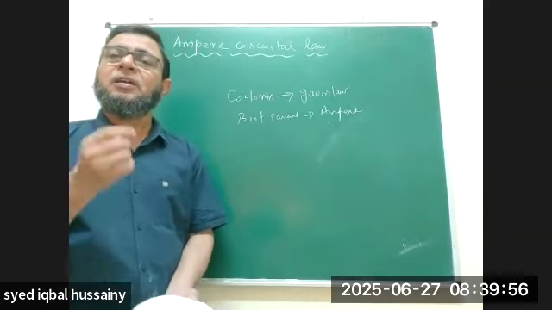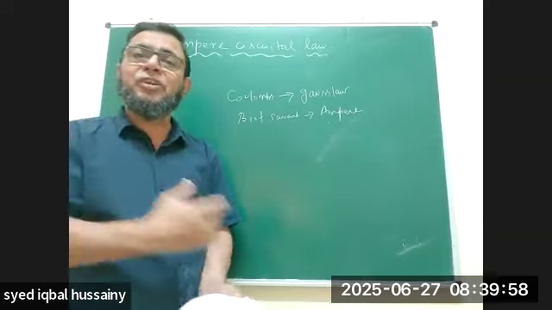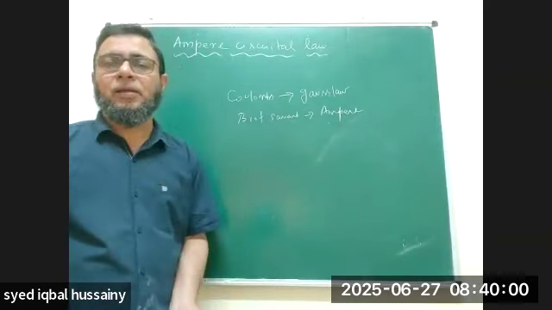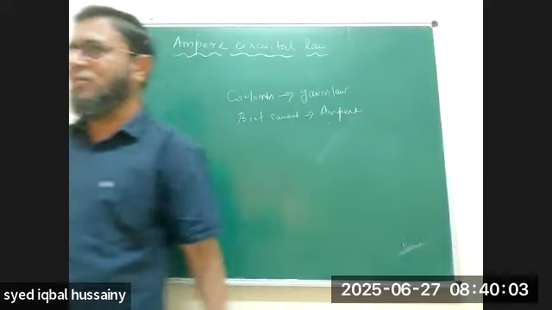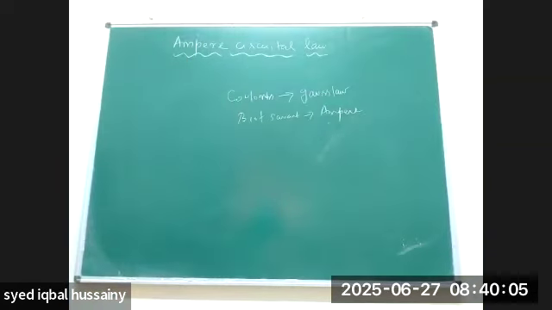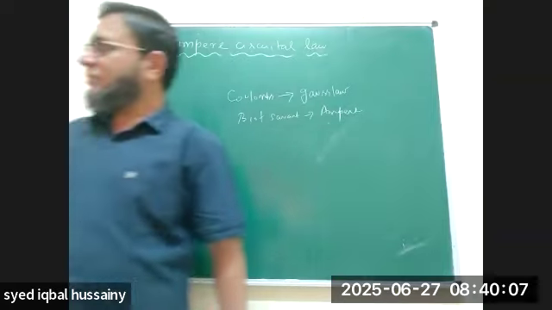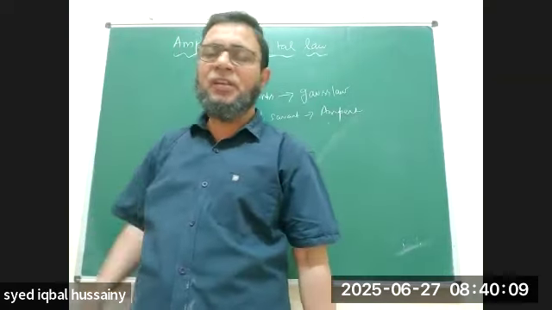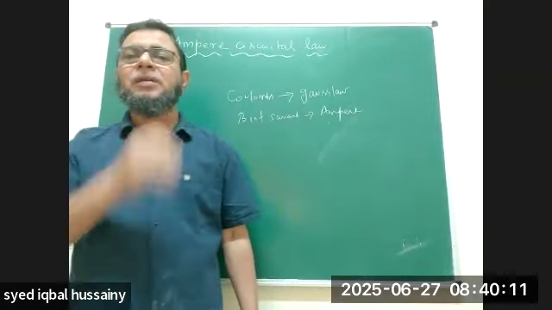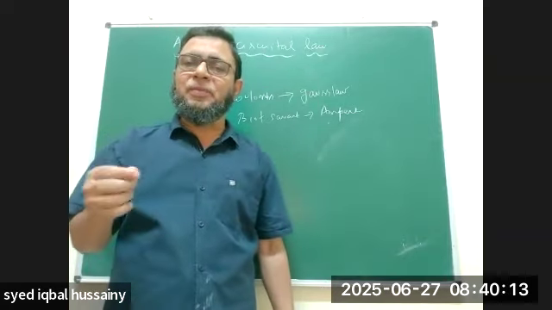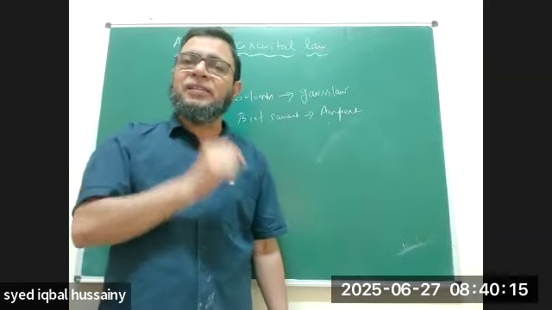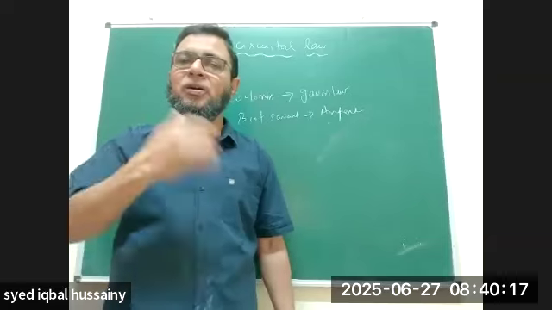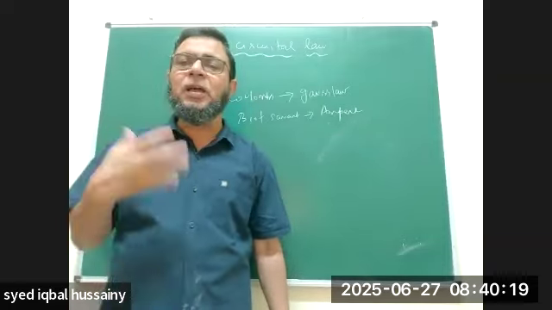way we studied: derive an expression for the magnetic field due to a straight conductor. So in the fourth chapter, we studied that there is an expression for the magnetic field due to a straight conductor. There is an expression for the magnetic field due to a circular coil at the center, at the axial point. All these things we studied by using the Biot-Savart law.